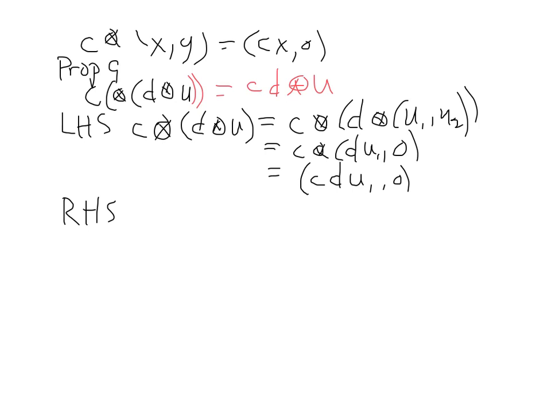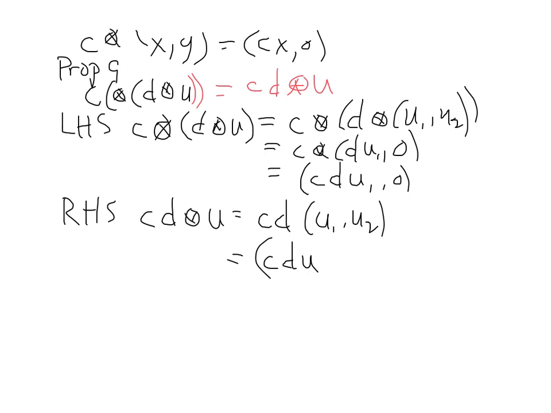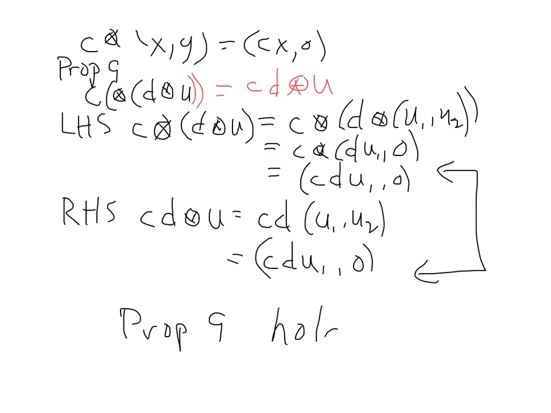and our right-hand side says that we just have cd circle times u, which is just cd times u1, u2, which is cdu1, 0, because we multiply the first component by the constant, but we get 0 in the second one. We see that the two sides match. So the left-hand side equals the right-hand side. Property 9 holds.